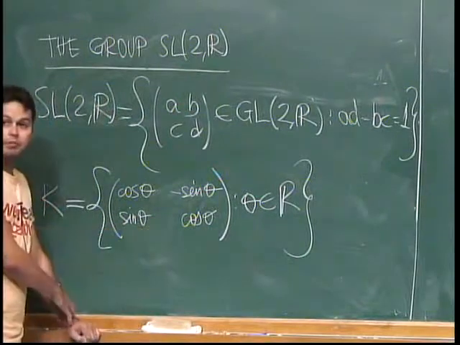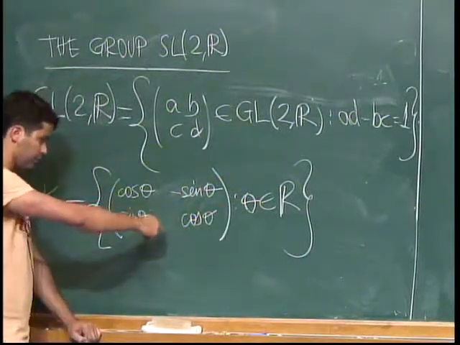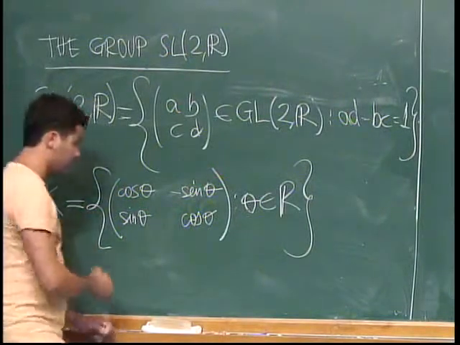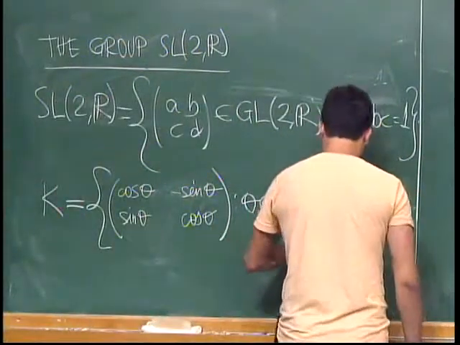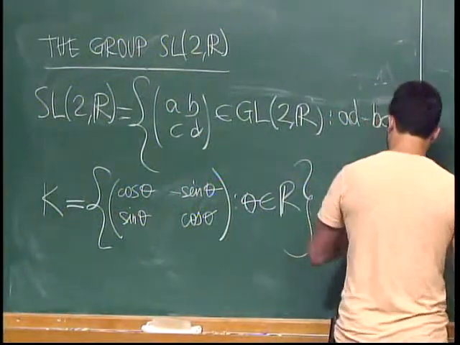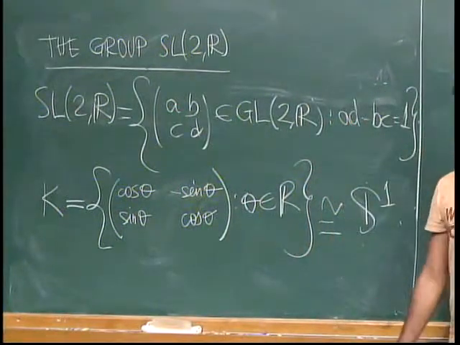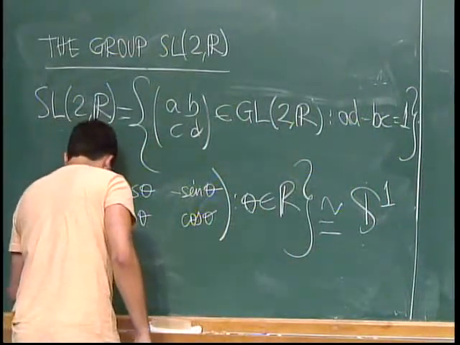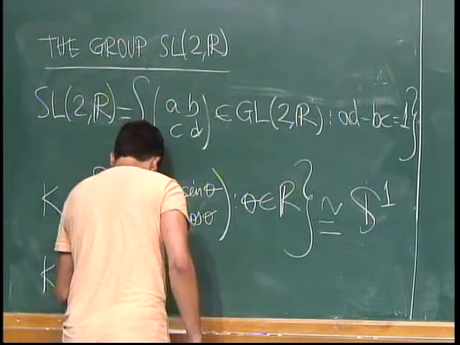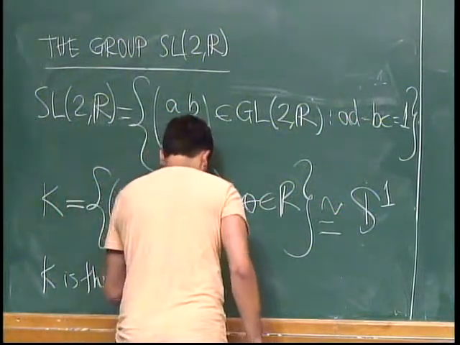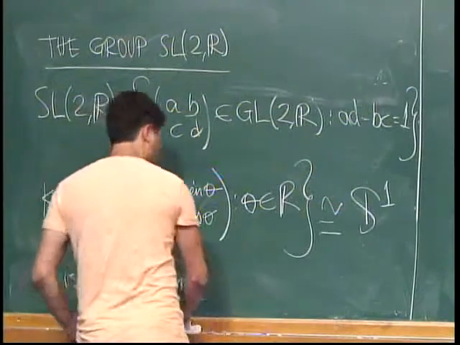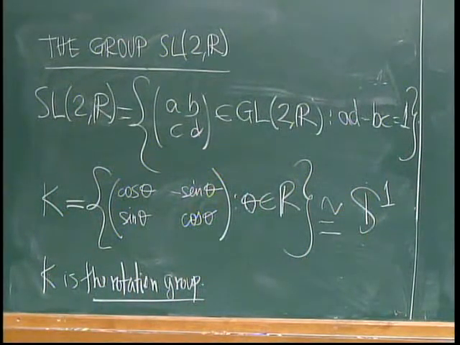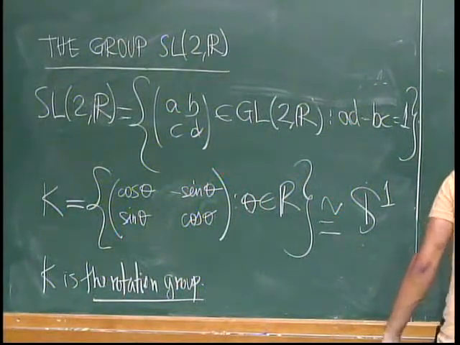And it's actually compact because if you go from theta 0 to 2 pi, you get everything that you could, and then you come back. So this guy is isomorphic to S1, and it is one-dimensional. It is called the rotation group. K is the rotation group. So this is the first interesting guy that we have inside SL2R. It is a subgroup of SL2R, of course.